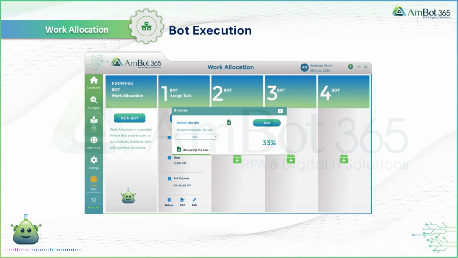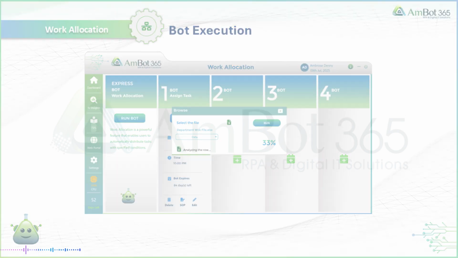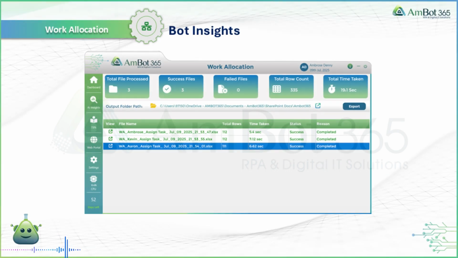Now select the Excel data file and the user list. Click Run to start the allocation. Once processed, the summary shows how tasks were distributed across users, total files generated, time taken, and user-wise assignment breakdown.